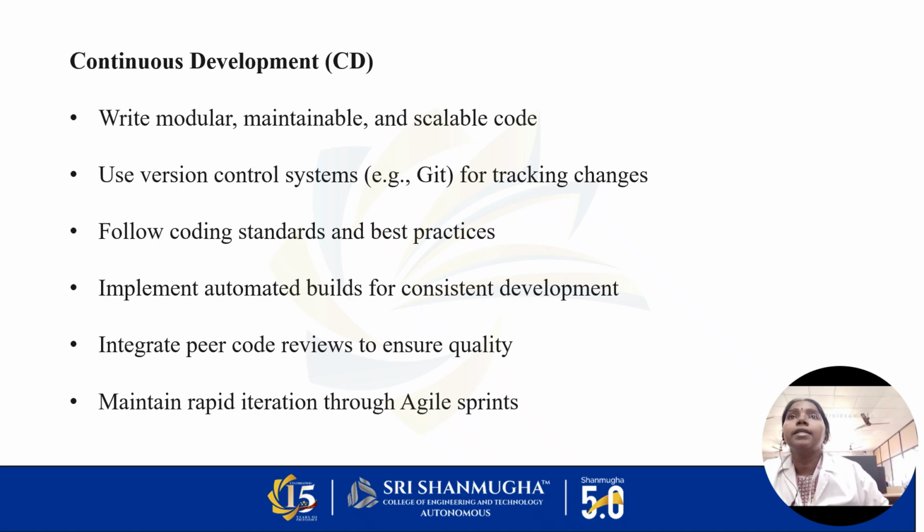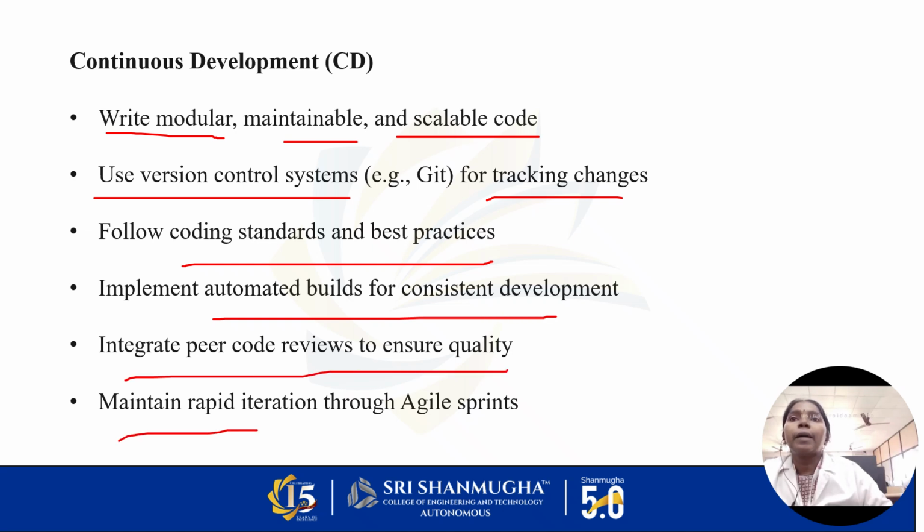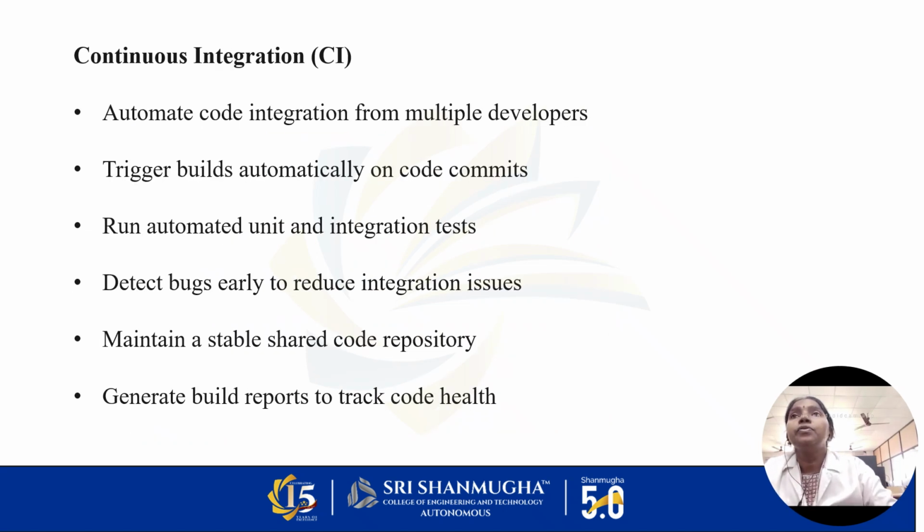And next, continuous development. Mainly, continuous development is used to write modular, maintainable, and scalable code. Use version control systems for tracking changes. Follow coding standards and also best practices. Implement automated builds for consistent development and integrate peer code reviews to ensure quality and maintain rapid iteration through agile sprints. And this entire work is done by continuous development.